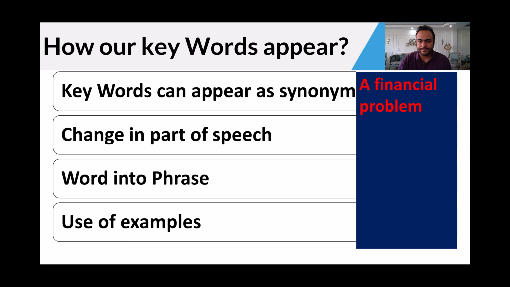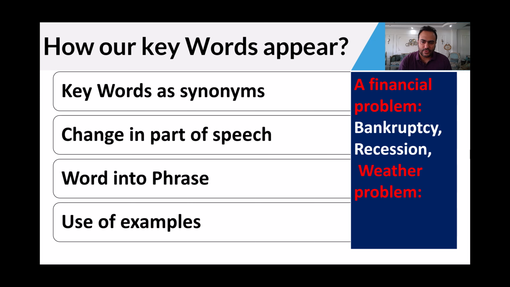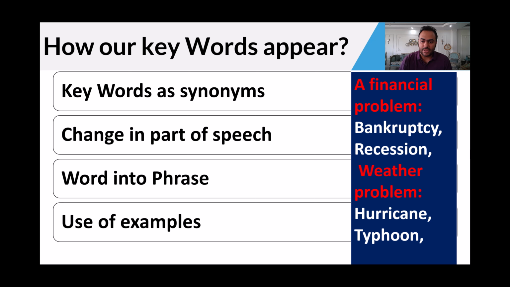As you can see here, it's written a financial problem. Financial problem is changed into bankruptcy or recession. These are two different examples of a financial problem. Or, for example, a weather problem, and then examples like hurricane or typhoon are mentioned.